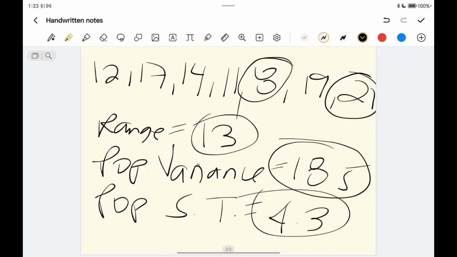For the range 13, population variance 18.5, and population standard deviation 4.3. These are already converted into their nearest tenths as required. So that's how you get it.